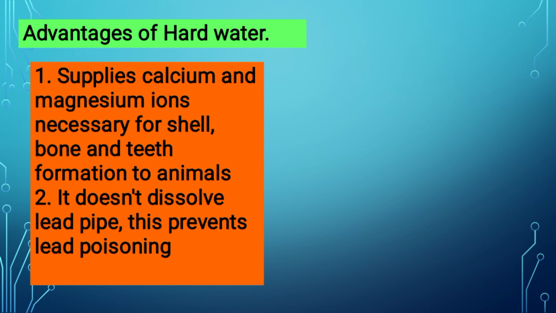Also, it doesn't dissolve lead pipe. This prevents lead poisoning. Remember I said that in distribution of water, if we are using lead pipe, we really need calcium ion to be present. If calcium ion is present, it will not allow the lead to dissolve in water. If the lead does not dissolve in water, it avoids lead poisoning. So hard water will always help us to avoid lead poisoning. Lead is actually a metal, but it is not all that good for our body.